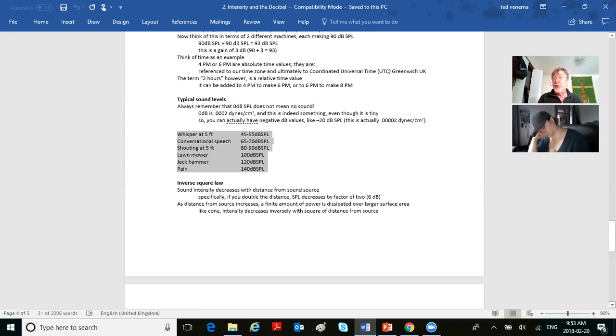Average conversational speech, 60 to 70, 65 to 70. Look where I've highlighted there. That's a biggie. That's an important one. Average, because that's what people want to hear who are wearing hearing aids. Okay? Yelling or shouting, 80 to 90. Lawnmowers, 100 plus. Jackhammers, 120. The threshold of pain is around 140.